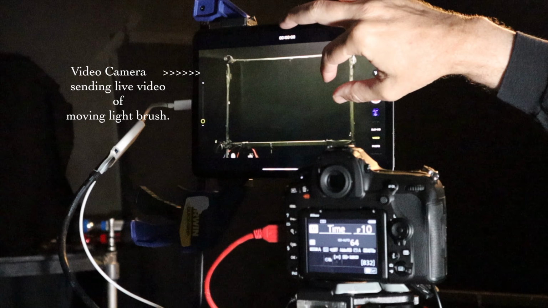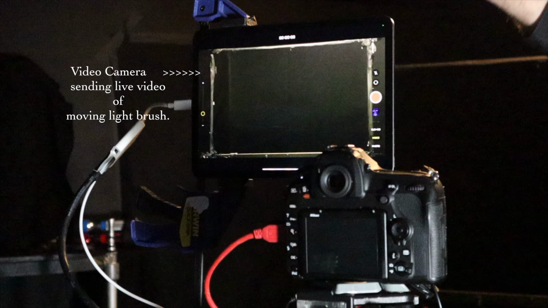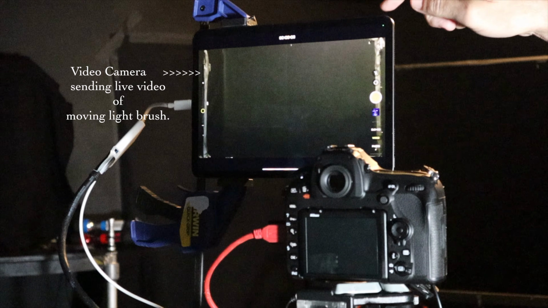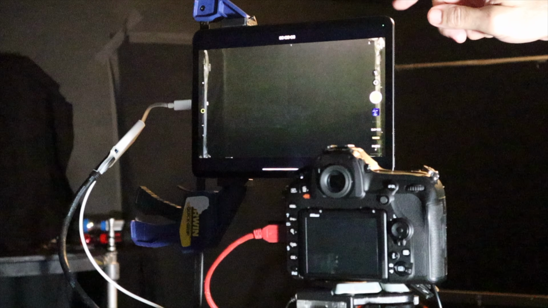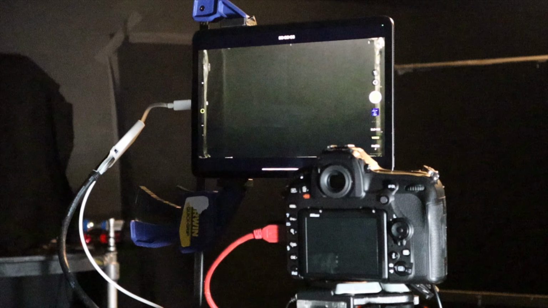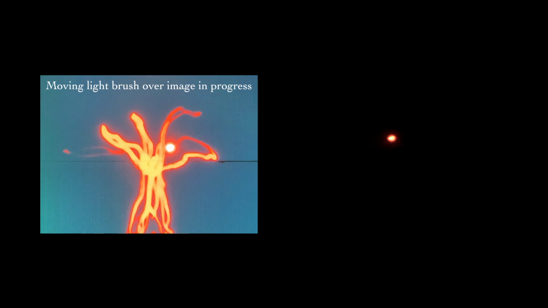I'm going to turn this projector on, and that's all I need to see is that sectored off area, so I can make that a little bit bigger to fill up that frame. And this is sending a live video feed of my moving light brush using an HDMI cable to my live video projector, which gives a live video feed of my moving light brush.